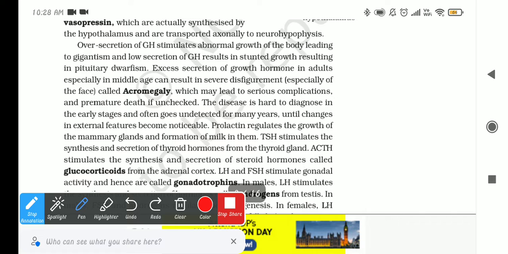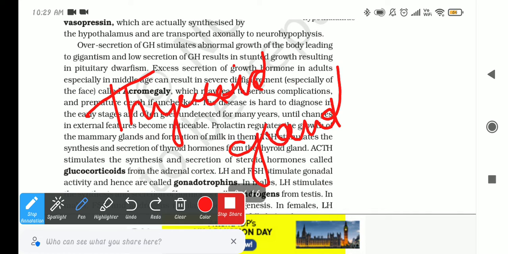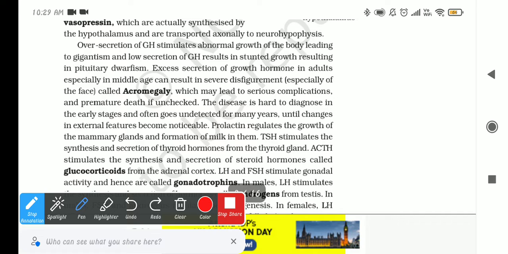Okay, prolactin. What is the role of PRL? PRL regulates the growth of our mammary glands and the formation of milk in them. Next, TSH, thyroid stimulating hormone. The name describes the function also. TSH stimulates the synthesis and secretion of thyroid hormone from our thyroid gland. Next, we have ACTH.